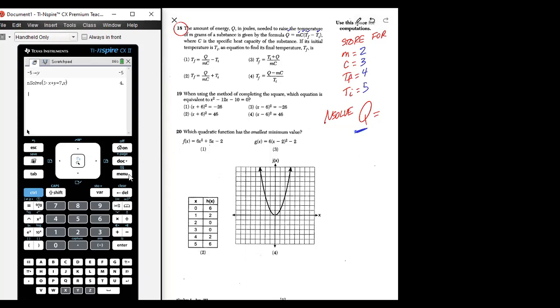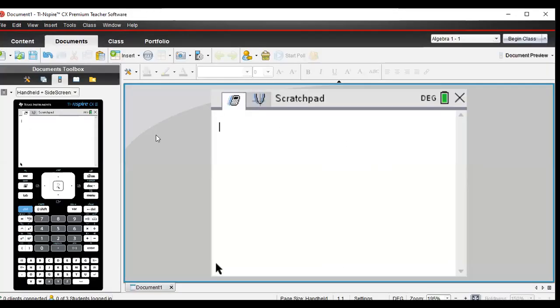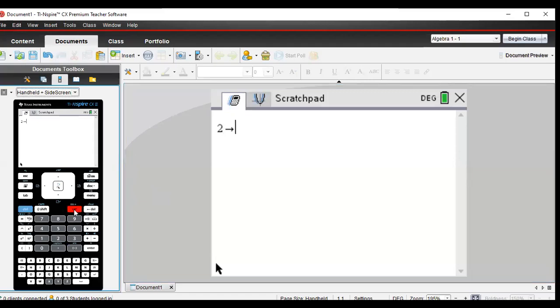So let me get rid of all this stuff. Menu 14, delete all the variables. Menu 15, clear the screen. And then let me start storing these guys. So first thing is going to be 2 stored into M. And then it's going to be 3 control store into C. And then it's going to be 4, and we're going to store that into TF.